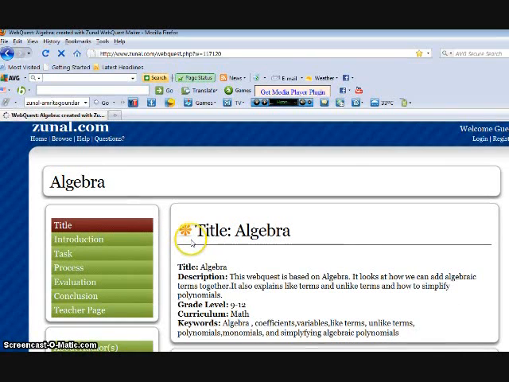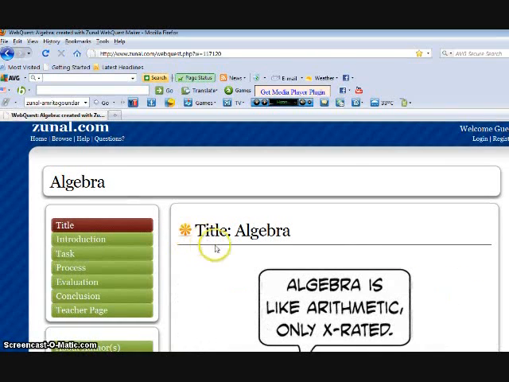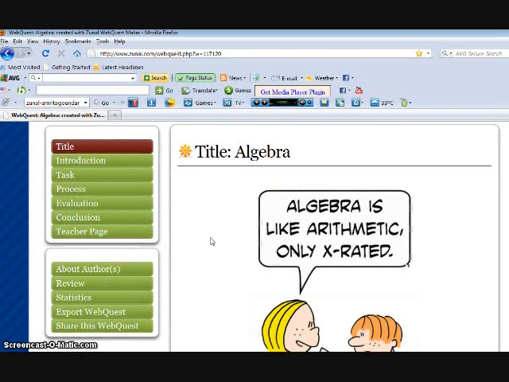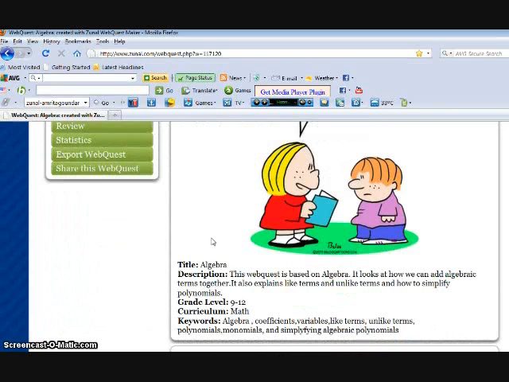The title page is a page that provides a brief outline on what concepts will be covered. For example, for my web quest, the title page outlines the title, description. It gives a brief description of what the web quest is about, the grade level, curriculum, and the keywords that the web quest will deal with, like algebra, coefficients, variables, like terms, unlike terms, polynomials, monomials, and simplifying algebraic polynomials.